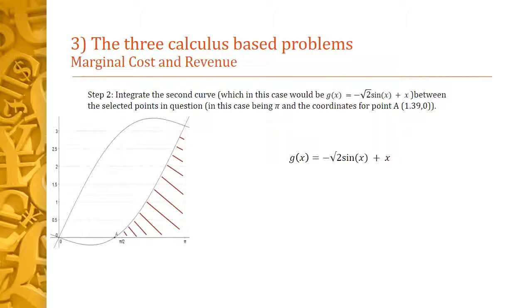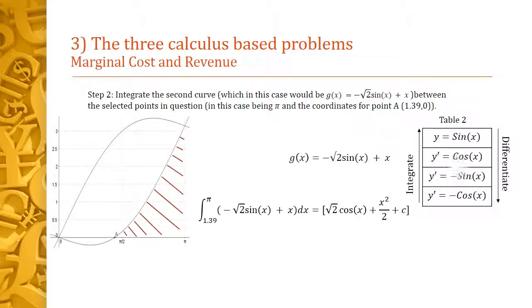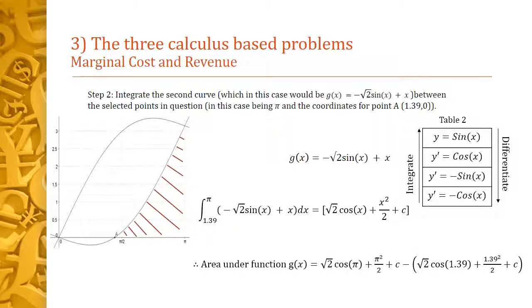Now the next step is to integrate the second curve, which in this case would be g of x, between the selected points in question, in this case being pi, and the coordinates for a, 1.39. As seen on screen, this will give us the area under g of x. Anyway, for this step we'll do exactly the same as the last, but this time, rather than integrate sine, we'll need to integrate negative sine, and if we have a look at table 2, that would mean that it's positive cosine. Now all we have to do is substitute our points for pi and 1.39 into the equation as seen on screen.